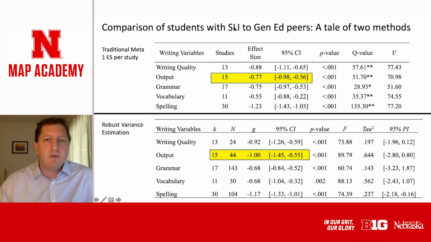Just to give you a little background, this was a comparison of students who have speech language impairments to their general education peers. The reason we see negative effect sizes here is basically because the students with speech language impairments are performing a lot lower than their general ed peers. And so that's what this meta-analysis was aimed at showing: what is the difference between them and their gen ed peers. They're performing lower, and so that's why the effect is negative.